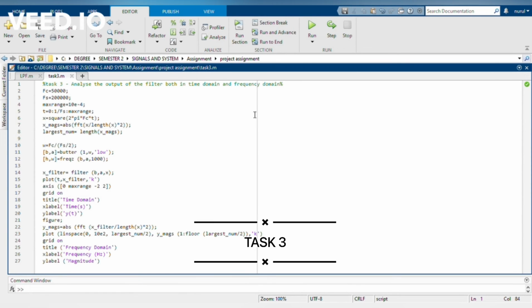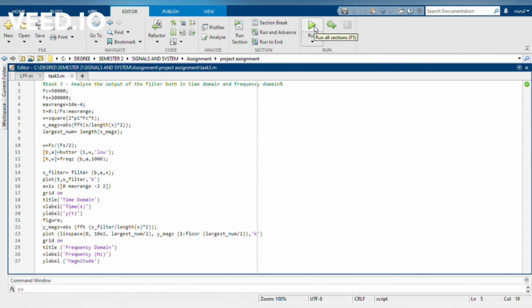So next one is for task 3. As for task 3, we are asked to analyze the output of the filter both in time domain and frequency domain. So here is the coding in order to analyze the output of the filter, and one is time domain, okay, and second one is frequency domain. So we run the coding.